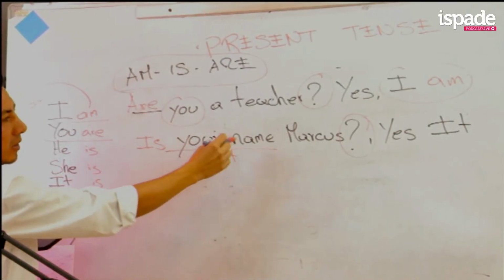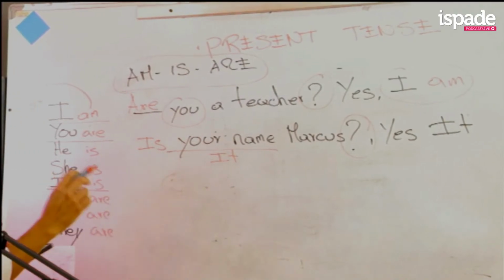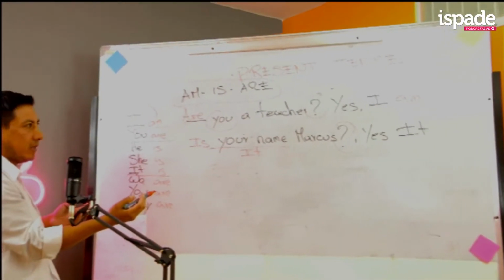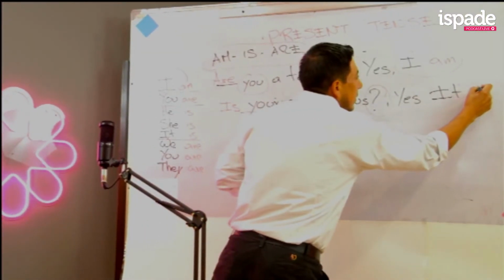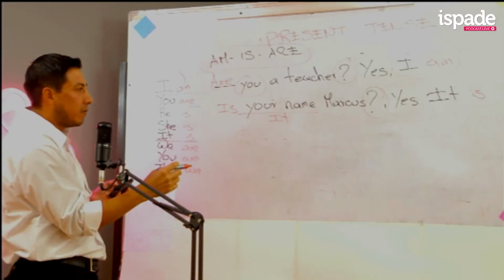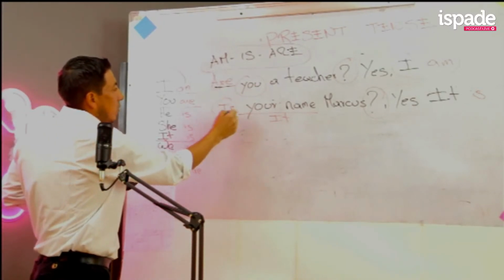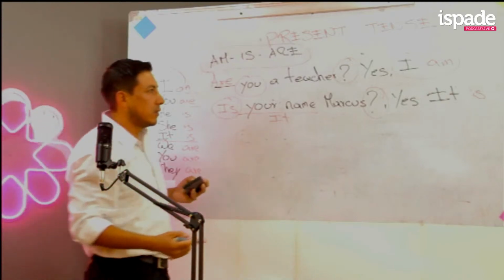So you got to put the verb before the personal pronoun. So it is. So is your name Marcus? Correct. That makes sense. And the answer, yes. It's affirmative. Yes, it. And also it is. You see the verb when it's before? Here you got a question. And the verb when it's after is an affirmation.